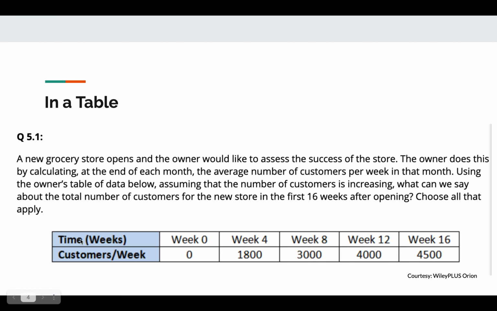So our t interval is always our time. So t is time, which is in weeks here, and then customers per week, which is just number of people. So we have time and then the data itself. The way you figure out what the change in t is, is by taking 4 minus 0, so largest minus smallest. 4 minus 0 is 4. 8 minus 4 is 4. 12 minus 8 is 4. 16 minus 12 is 4. So we know that change in t is equal to 4 throughout the entirety of this table. And the customers per week, we have 0, 1,800, 3,000, 4,000, and 4,500.